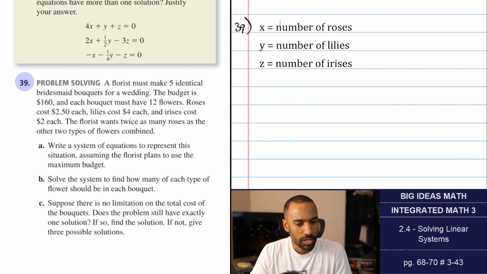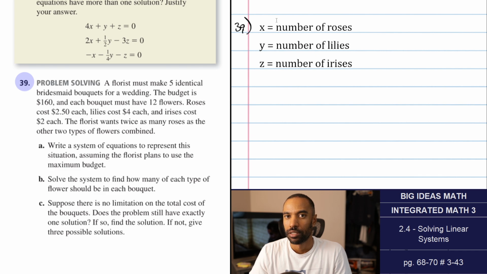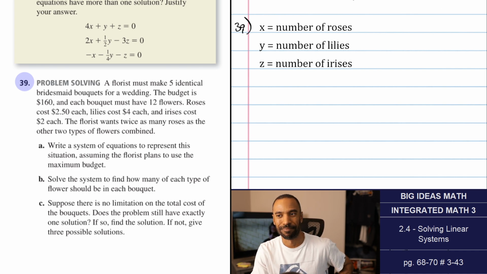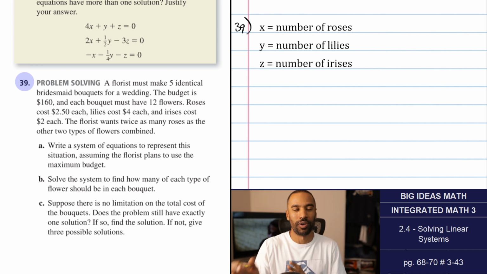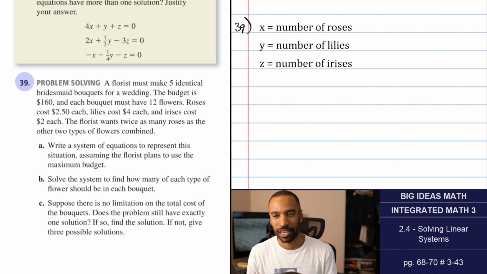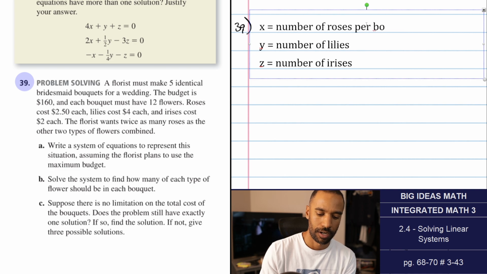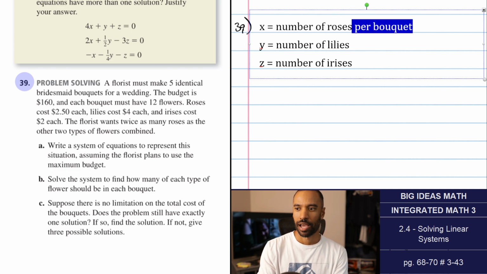Okay. Write a system of equations to represent the situation, assuming, okay. Part B, solve the system, find how many of each type of flower should be in each bouquet. All right. So the system is for every 1 bouquet. Part C, suppose there's no limitation on the total cost of the bouquets. Does the problem still have exactly 1 solution? If so, find the solution. Oh, I see what they're saying. Okay. It's probably an infinitely many solutions thing, and then we get to arrange things, I think. Okay, this is for 1 bouquet. So number of roses per bouquet. All right? I think that's what we're doing there.